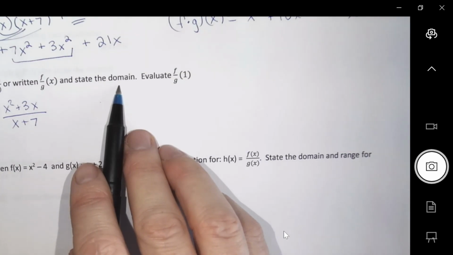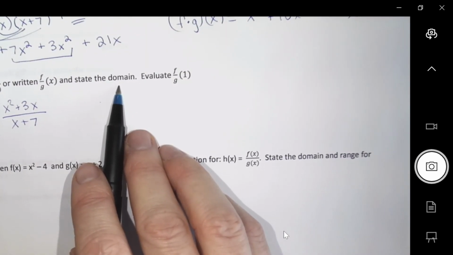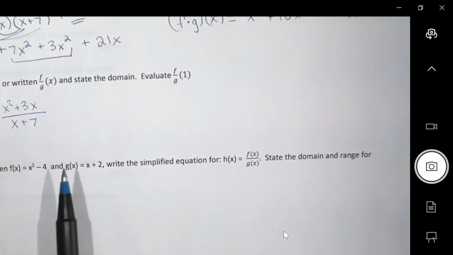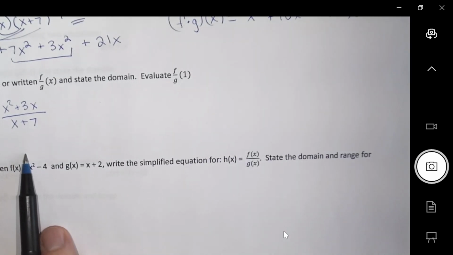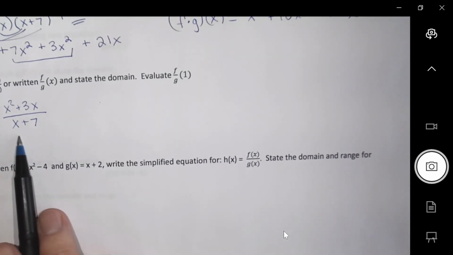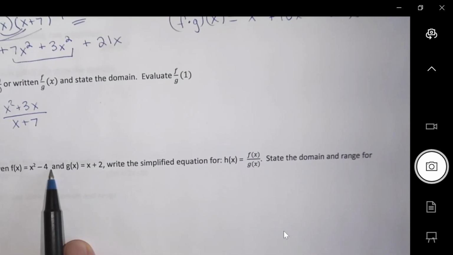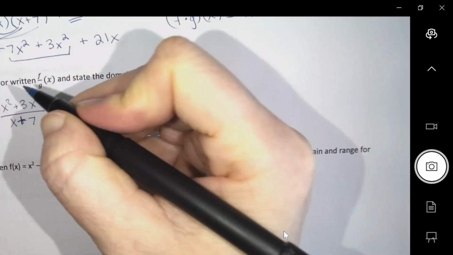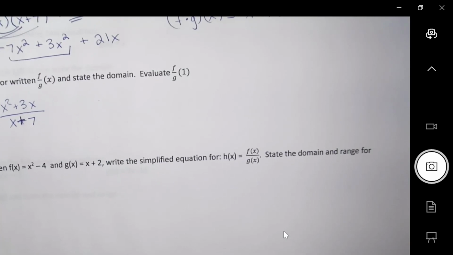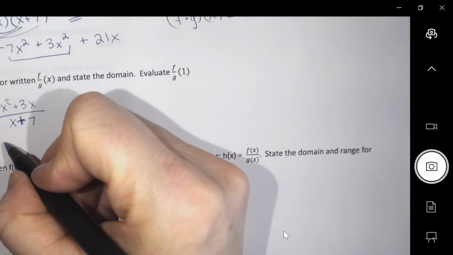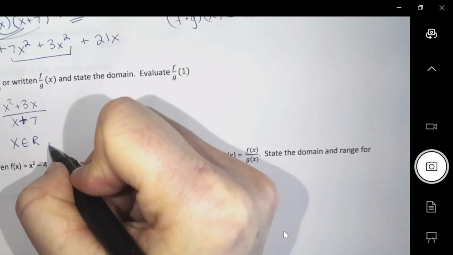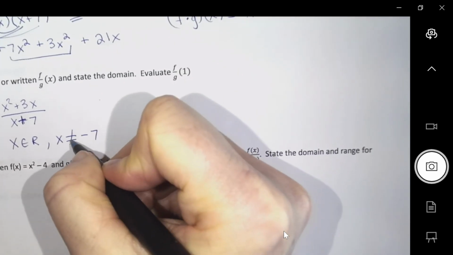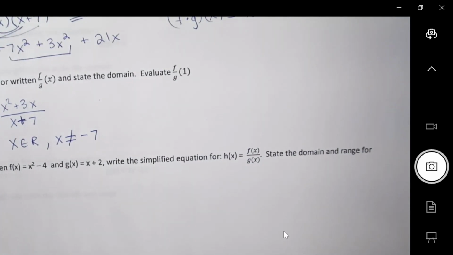State the domain. What is the restriction on our domain when we go back to thinking about our rational unit? So I have a non-permitted value here, and what is the number I don't ever want to be? You look at bottoms of fractions, right? What's the non-permitted value? -7, because I don't want the bottom to be 0. So how do you want to write that? Should we write x can be any real number except -7? Is that okay if I write it like that? x can be any real number except -7.